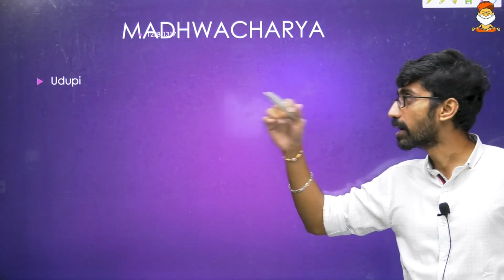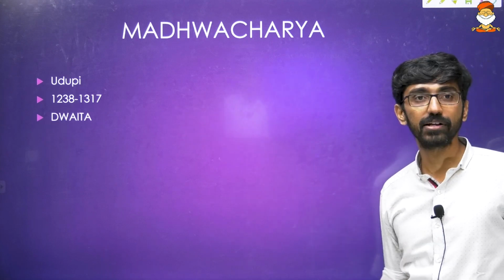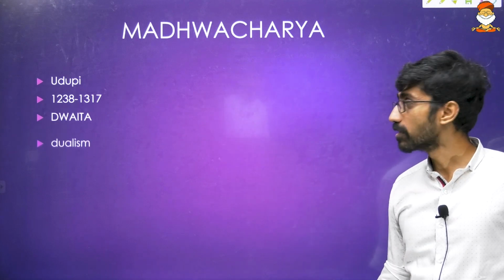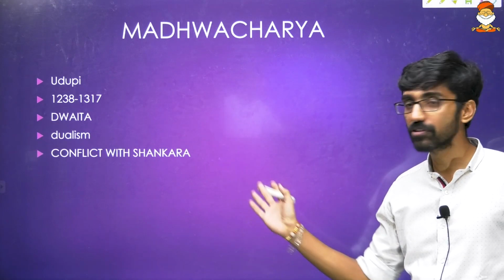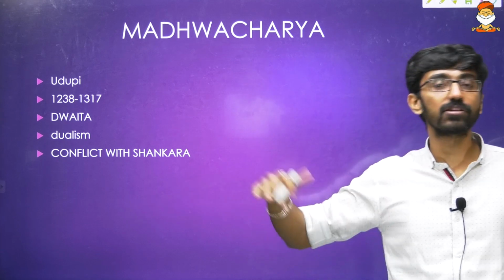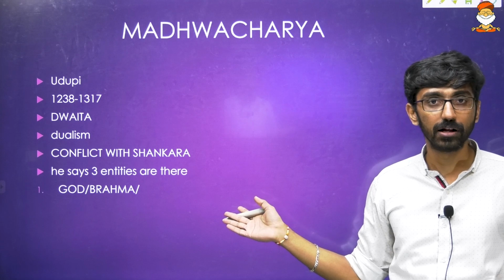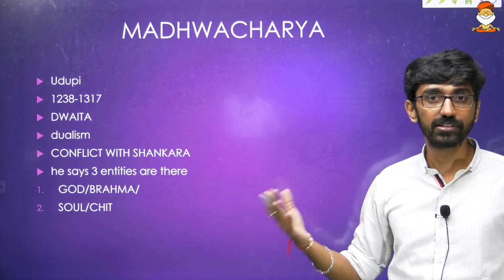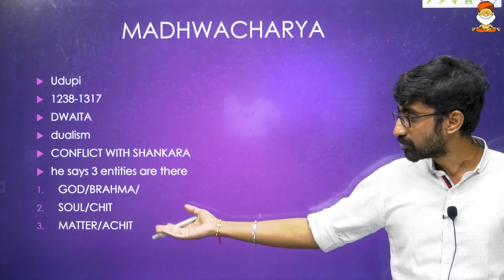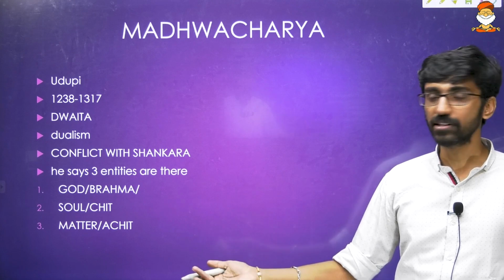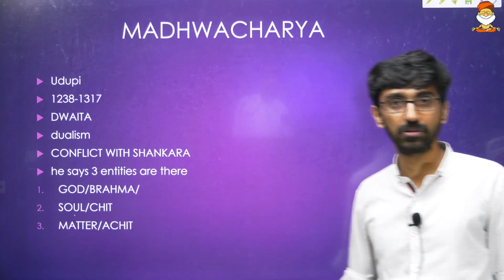Udupi, Karnataka, 1238 to 1317, Dvaita philosophy. What is Dvaita? Dualism. So it is a conflict between Shankaracharya's philosophy and Madhvacharya's philosophy. He says three entities are there: God or Brahma, then the soul, that is Chit, living beings, then Achit, that is matter, non-living beings. Sometimes matter is also used for soul.